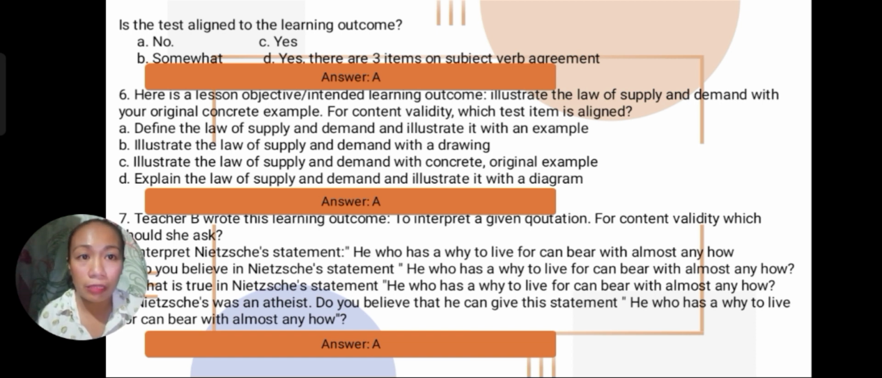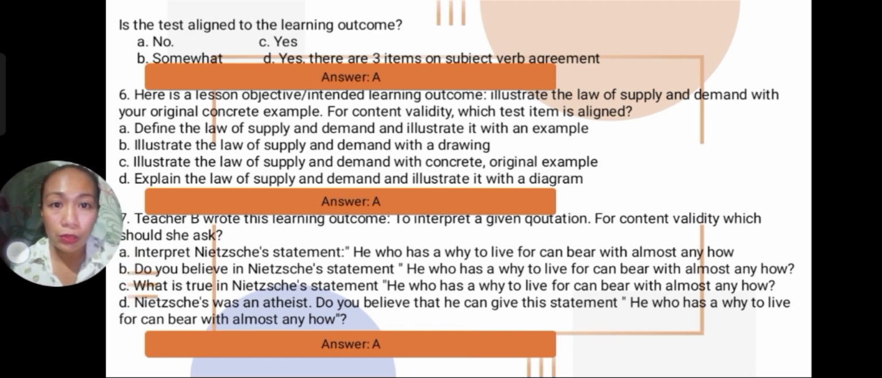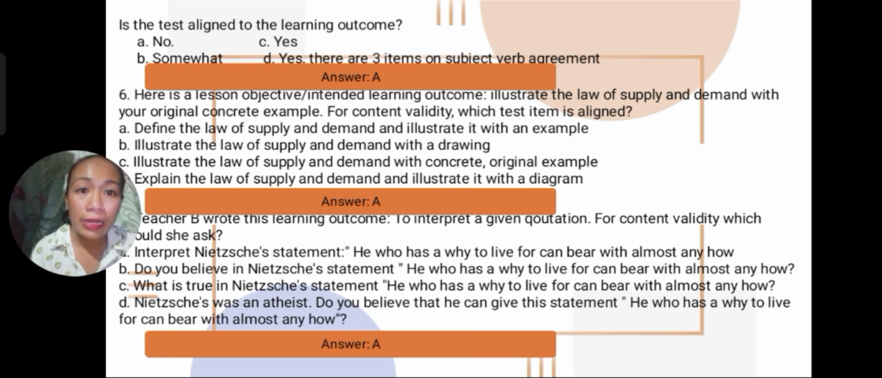Define the law of supply and demand and illustrate it with an example. So number 7, Teacher B wrote this learning outcome: to interpret a given quotation. For content validity, which should she ask? So the answer is letter A: interpret Nietzsche's statement, he who has a why to live for can bear almost any how.